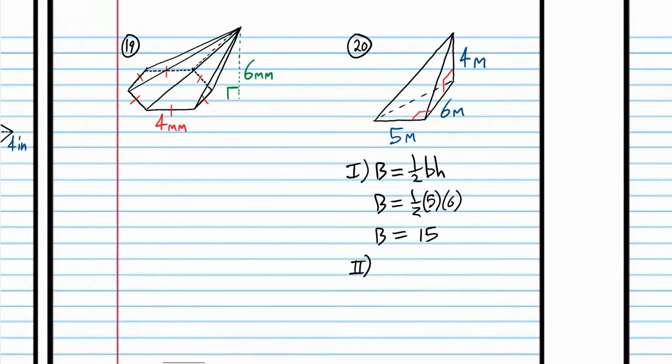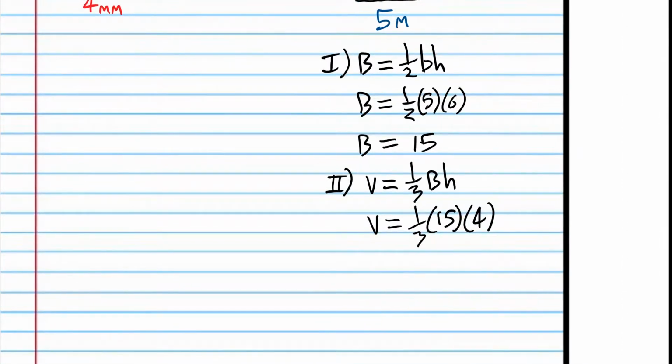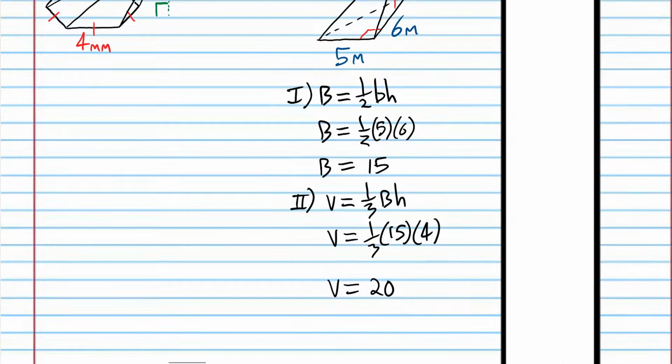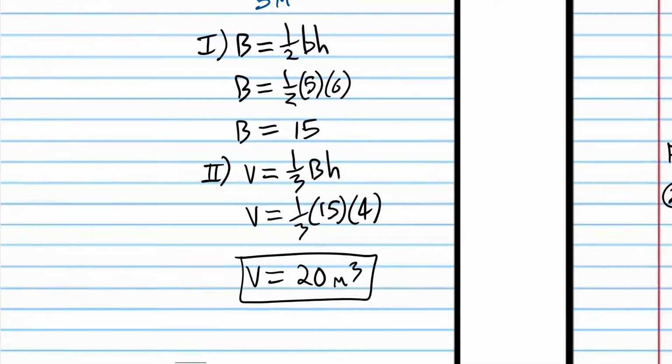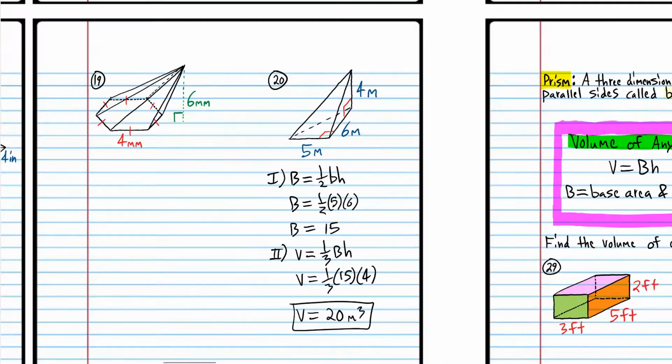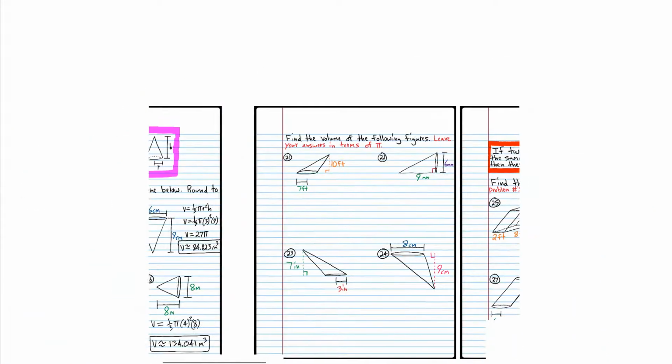So now we're ready to find the volume of the pyramid, which is 1/3 times the base area times height. The base area is 15 and the height is 4. And we get 20. So the volume is equal to exactly 20 cubic meters. All right, on to number 21.